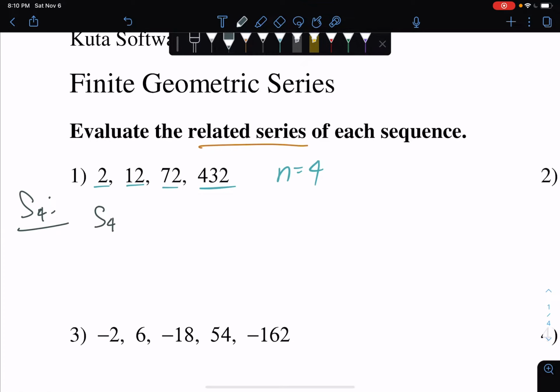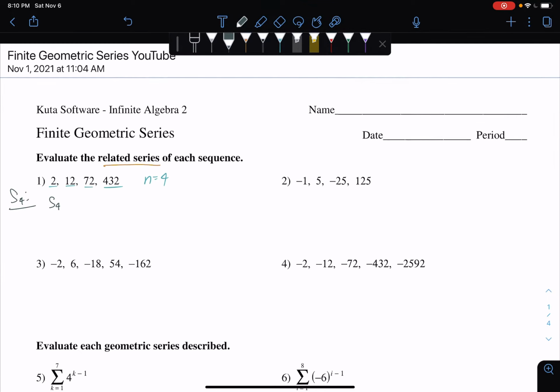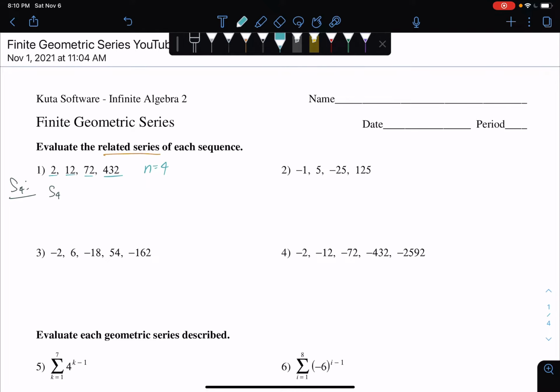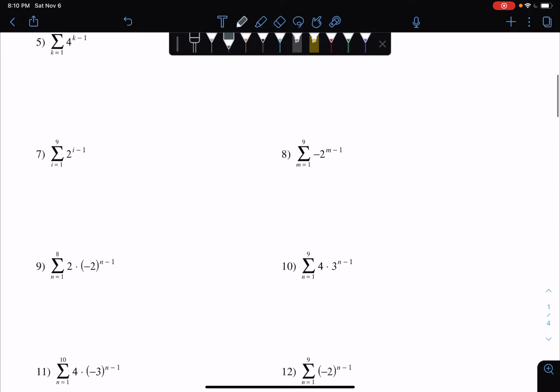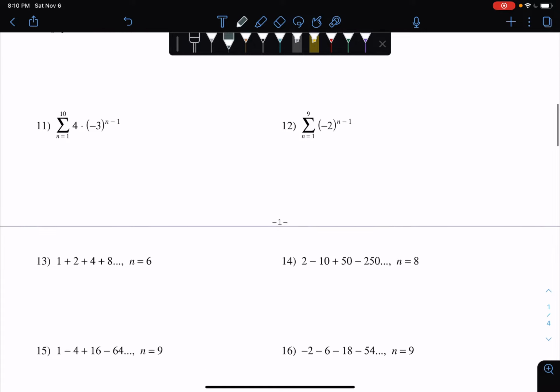Let's move on. By the way, for finite geometric series, we'll be using the formula S sub n is equal to a sub 1 times the quantity 1 minus r raised to n, divided by 1 minus r. Please keep this in mind, because the formula is going to be used for literally every problem here.